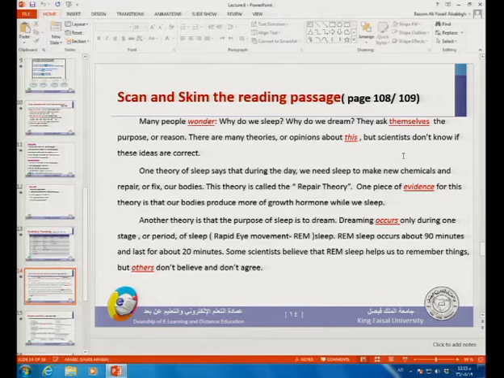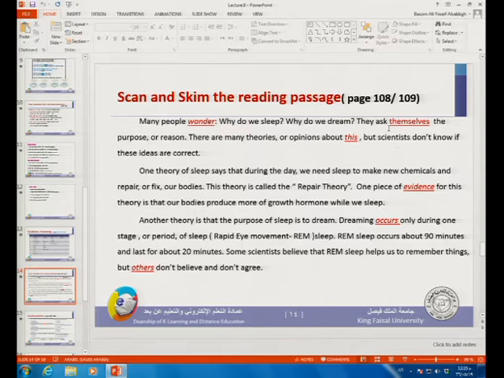Now let's see this passage and try to skim and scan through it. Many people wonder, why do we sleep? Why do we dream? They ask themselves the purpose or the reason. There are many theories or opinions about this, but scientists do not know if these ideas are correct. Okay, so if I ask you what do you mean by the word wonder, you should know it.